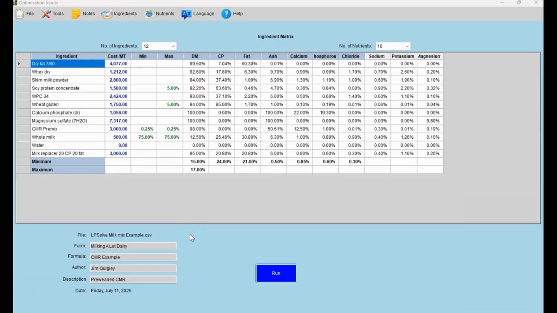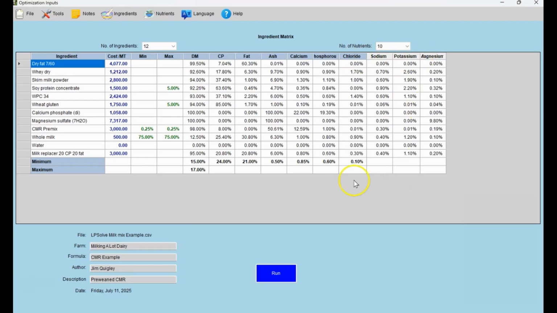In this episode, we'll look at lower prices and upper prices shown in the results window and how they help us understand ingredient pricing and inclusion in a feasible solution.